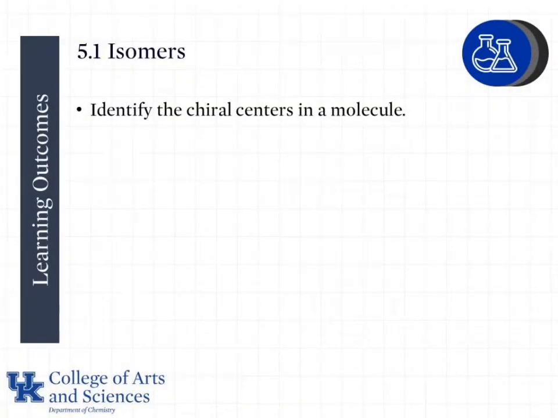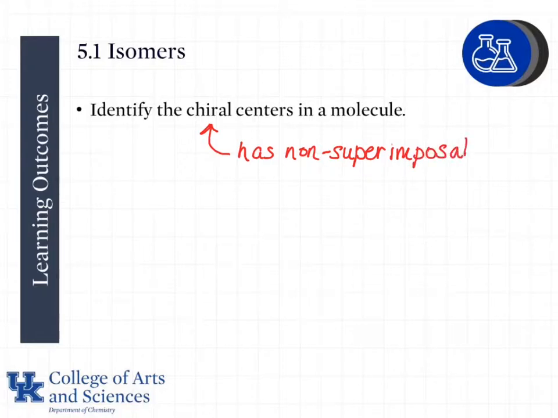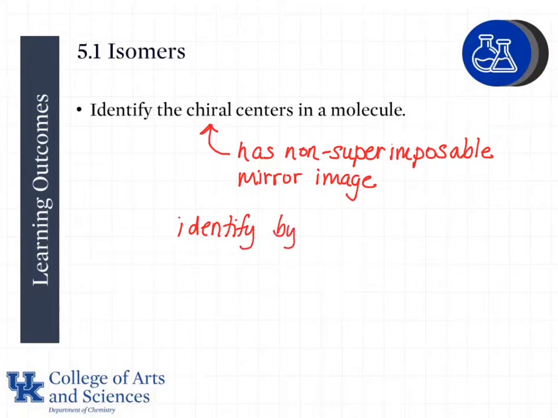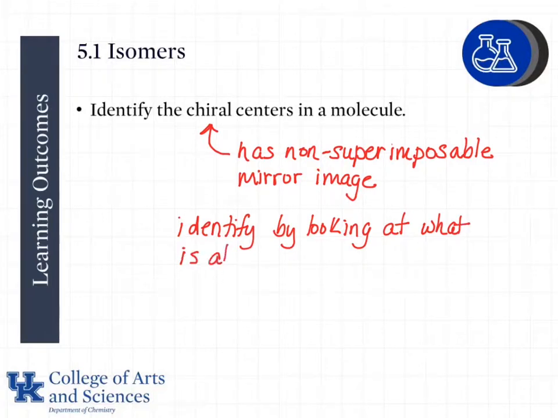In this lesson, we're going to learn how to identify the chiral centers in a molecule. When a molecule has a chiral center, it tells us that the molecule has a non-superimposable mirror image, and this will become more important when we look at specific types of isomers. For now, we're going to learn to identify these chiral carbons by looking at the groups attached to that carbon.